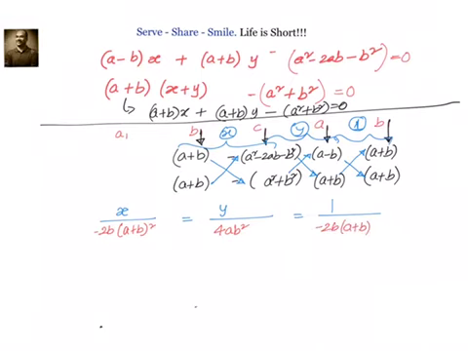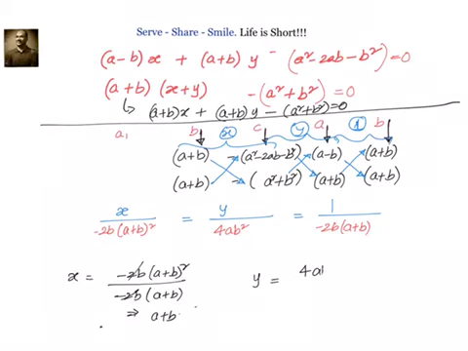Now once we got everything ready, we can find out x. X equal to minus 2b into a plus b whole square divided by minus 2b into a plus b. Simplify that. We will get x equal to a plus b. Y equal to 4ab square divided by minus 2b into a plus b, can be written as 2 will go 2 times, 1b will go, minus will be left out there, so it will be minus 2ab by a plus b. So the value of x is a plus b and the value of y is minus 2ab divided by a plus b.